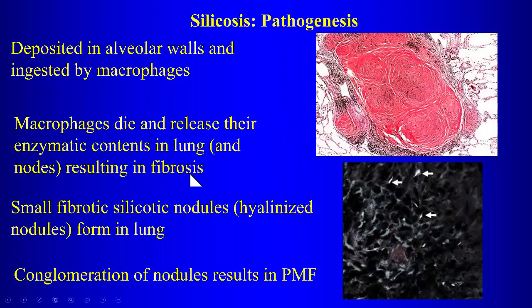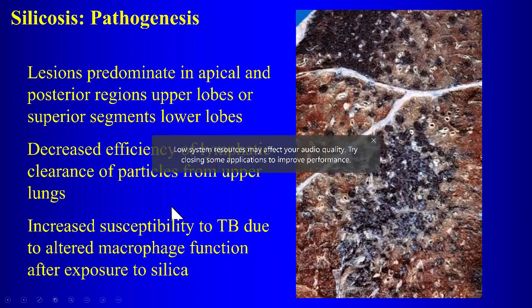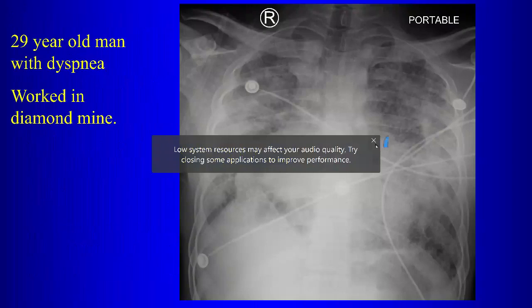They can also carry it to the lymph nodes in the hila, so that's why you can have lymph node changes also in patients with silicosis, the calcification of the lymph nodes. So the silicotic nodule, the hyalinized nodule in the lung, that's what the pathologist looks for. When these nodules coalesce, then we can have larger fibrotic masses, and that is called progressive massive fibrosis. So it starts out as nodules, and then these nodules can coalesce within the lungs to give you larger fibrotic masses, and that is progressive massive fibrosis. There is increased susceptibility to tuberculosis in these patients with silicosis.